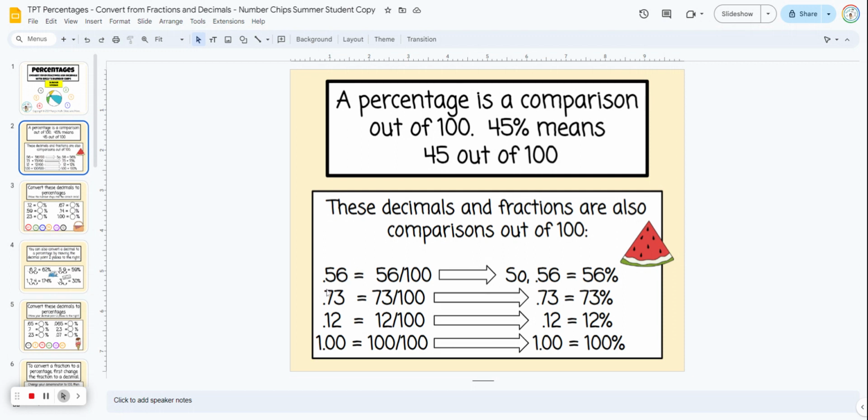So we've got the decimal, if read correctly, is 56 hundredths, which is the same as the fraction 56 100ths. So 56 100ths is 56%. It's a comparison out of 100. This is 73 hundredths or 73%, 12 hundredths or 12%, and then 1 whole is going to be 100 out of 100 or a 100%.